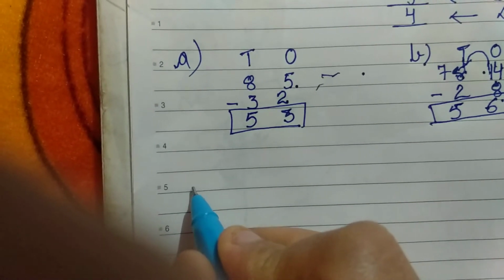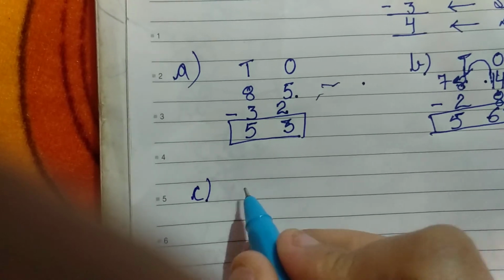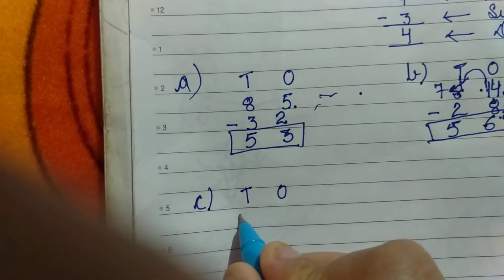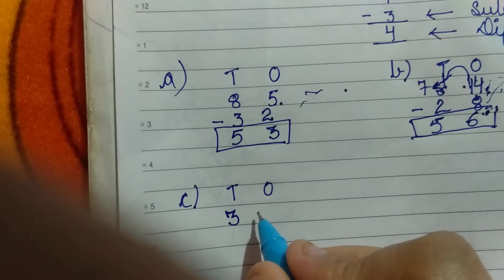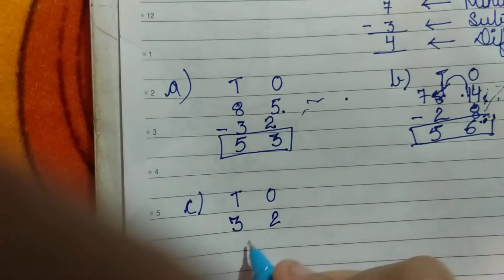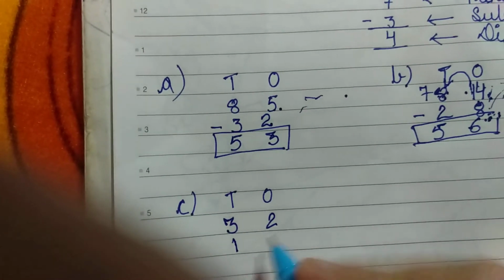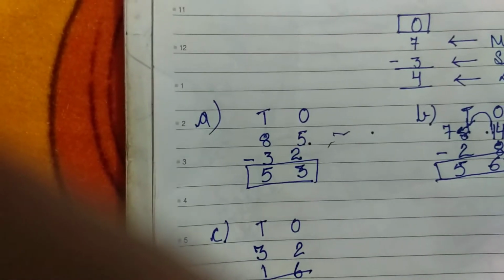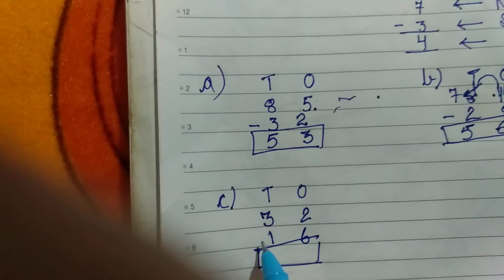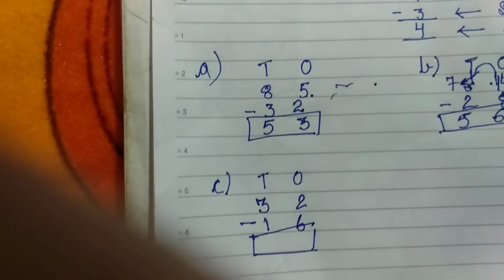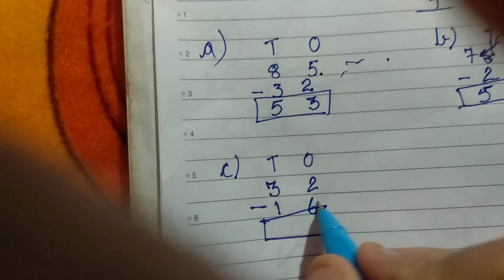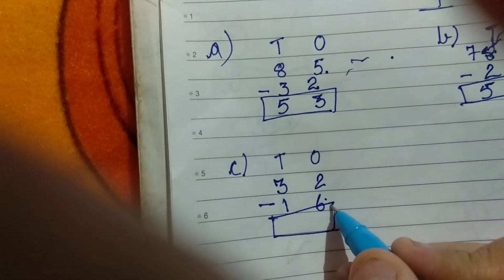Let's take one more example. 32, and here 6. Subtract. In subtraction also we'll start from the back side, from the right hand side, from ones. So here, can 6 be subtracted from 2?